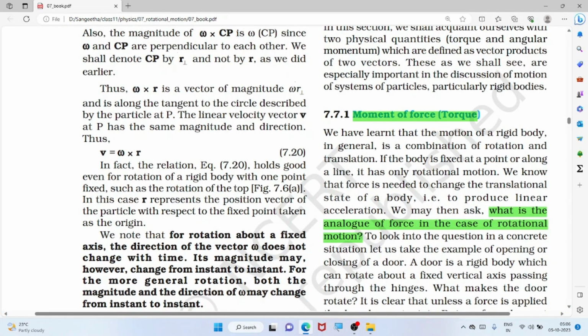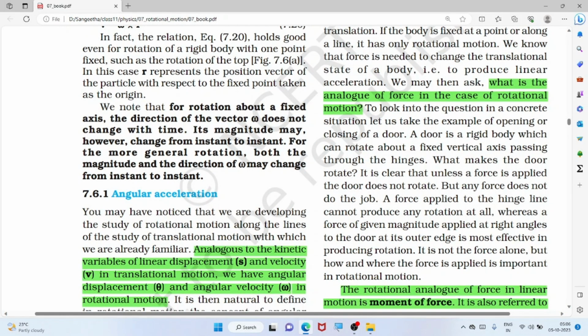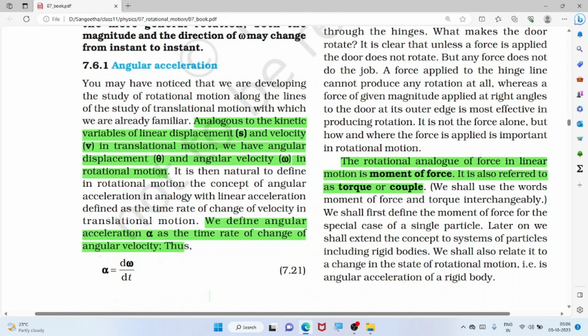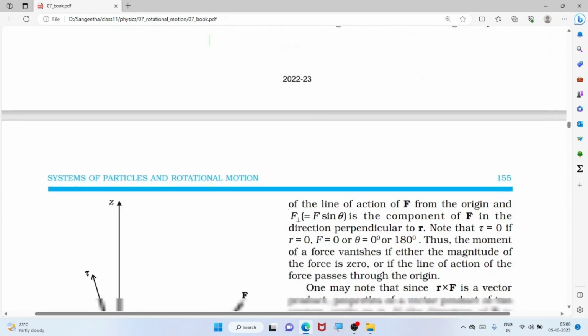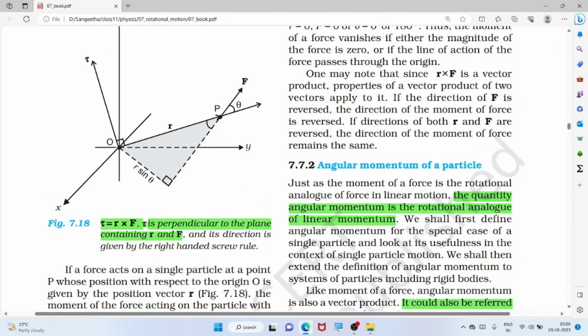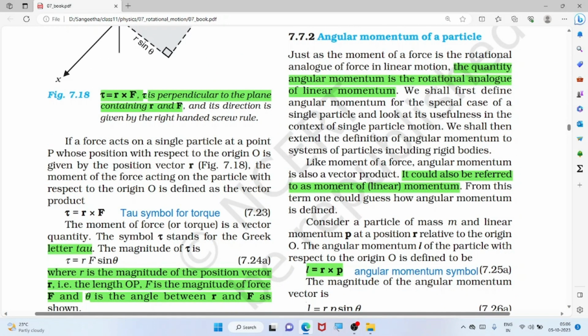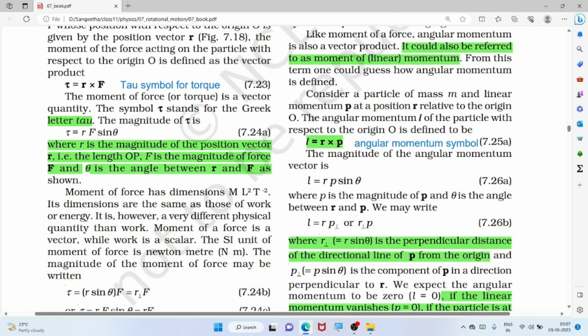Torque is nothing but the moment of force. Torque equals r cross F, where r is the position vector and F is the force. Tau is the torque symbol. This is the cross product, r F sin theta.